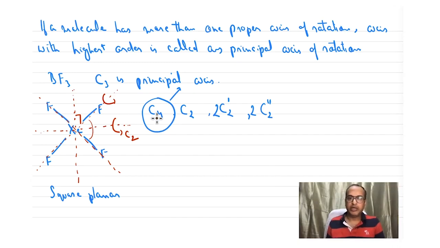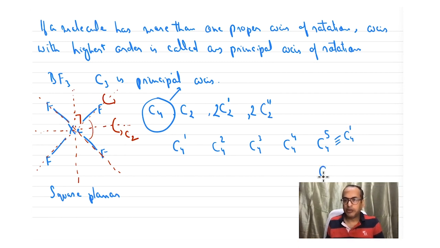Okay, now how many rotations will each axis give rise to? So let's try to work that out as well. So C4 can give rise to C4 once, C4 done twice, C4 done thrice, C4 done 4 times, right? So if you do C4 done 5 times, this will be equivalent to C4 done once, okay? If you go to C4 done 6 times, this will be equivalent to C4 done twice. So it keeps on getting repeated. Okay, so now let's actually try to work out all these operations and see for yourself.